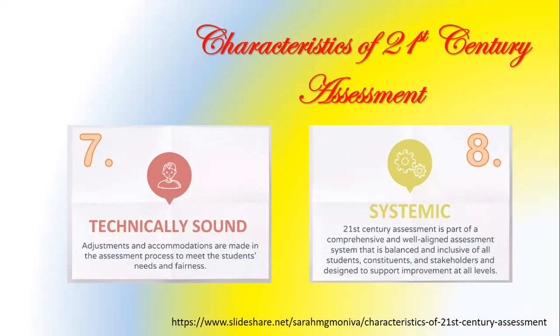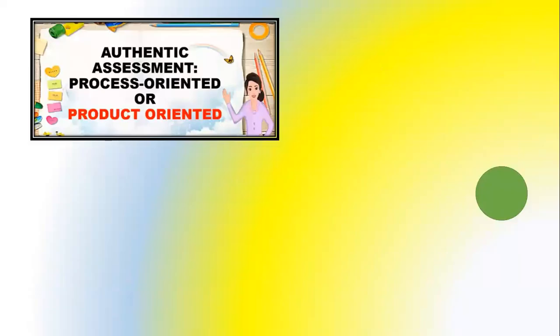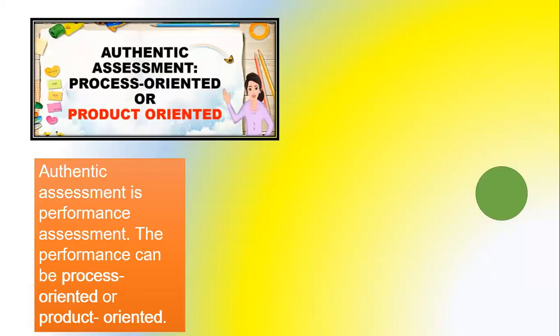So constituents and, of course, stakeholders, and designed to support improvement at all levels. So these are, of course, the characteristics of the 21st century assessment. So let's continue the lesson with authentic assessment, which can be either process-oriented or product-oriented.